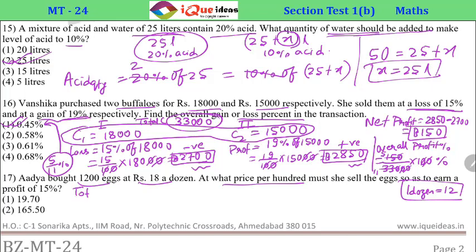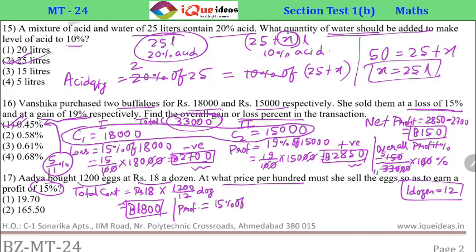First, let's find the total cost. The total cost will be equal to rupees 18 into the number of dozens. Total number of eggs is 1200, so the number of dozens will be 1200 by 12. So it is 18, 12 and 12 cancel, so 100. So it is 1800 rupees. So the total cost is 1800 rupees. Now we want the profit to be 15%. So first let's calculate the profit. The profit value will be 15% of 1800, that is 15 by 100 into 1800. So that comes out to be 270 rupees. I hope you can do that calculation. So 270 rupees is the profit.